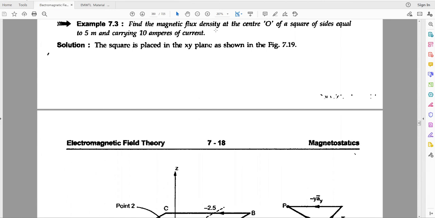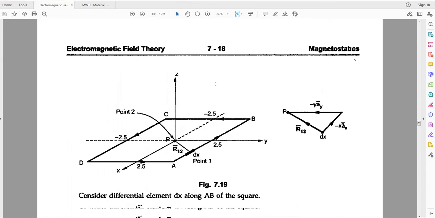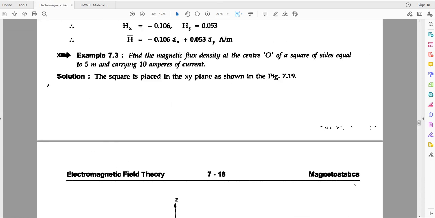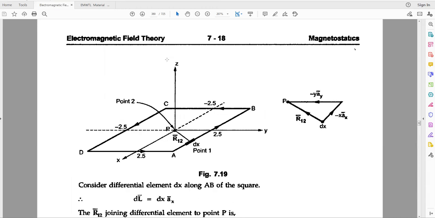find the magnetic flux density, meaning B bar, at the center O of a square of sides equal to 5 meters and carrying 10 amperes of current. Okay, you see there is a plane with the point P here. What they are saying here: find the magnetic flux density at the center O of a square of sides equal to 5 meters and carrying 10 amperes.